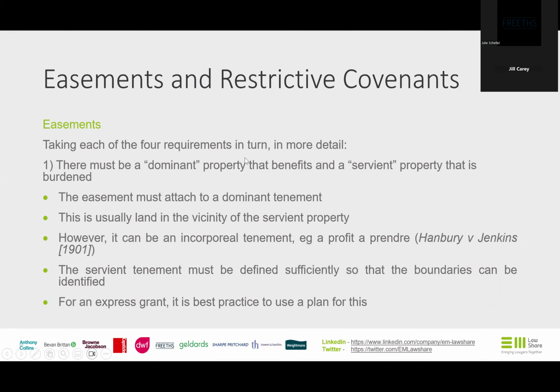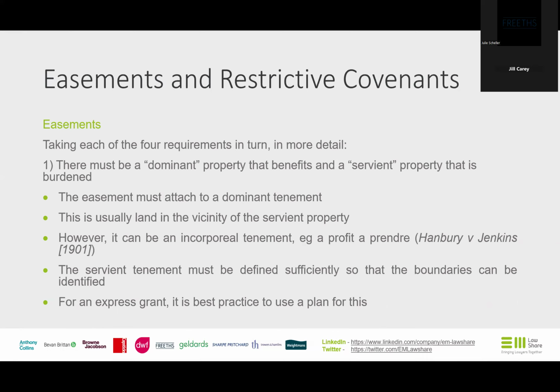Looking at the four requirements in a little bit more detail. As I said, there needs to be a dominant property and there needs to be a servient property. The easement must attach itself to the dominant land. So that means it's usually in the vicinity of the servient property. It doesn't absolutely have to be right next door to it, but it's usually pretty nearby.